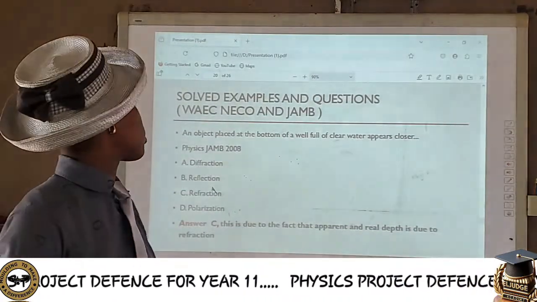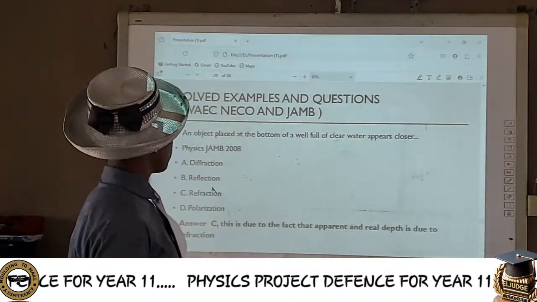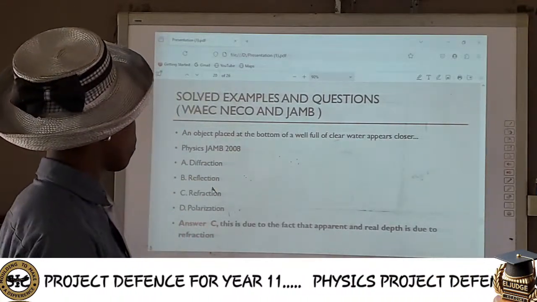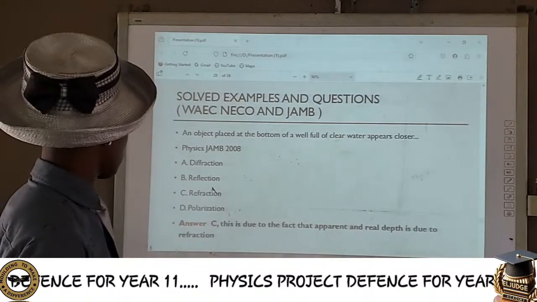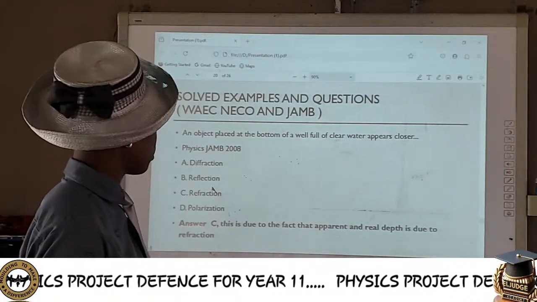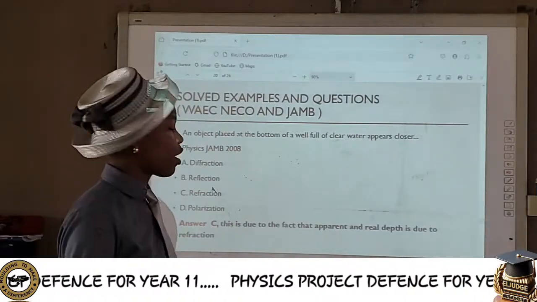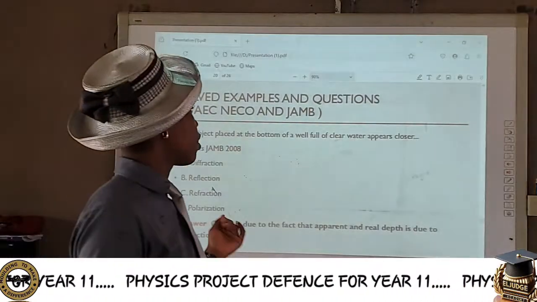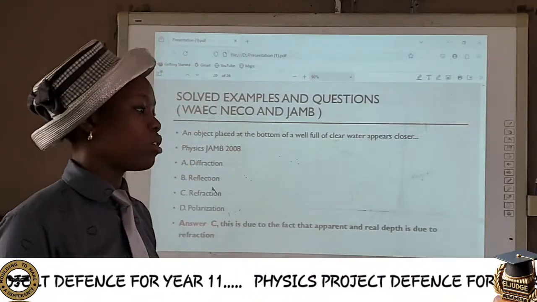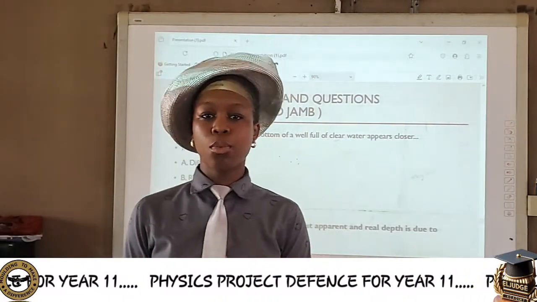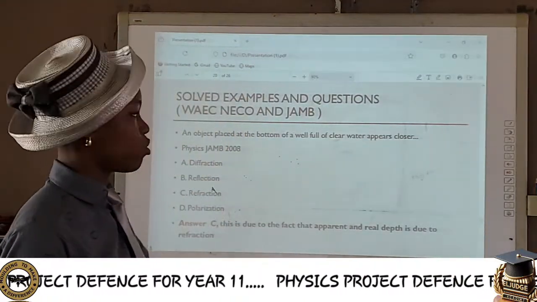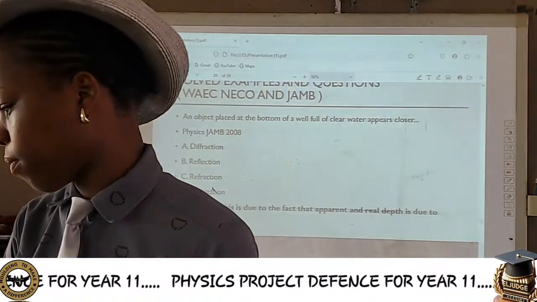Then we'll be looking at solved examples from WAEC, NECO, and JAMB. So it says from JAMB 2008, an object placed at the bottom of a well full of clear water appears closer. And this is due to A, diffraction, reflection, refraction, or polarization. And the answer is refraction, because it is the bending of light as it crosses the boundaries of two media of different density. And it's also due to the fact that apparent and real depth is due to refraction.